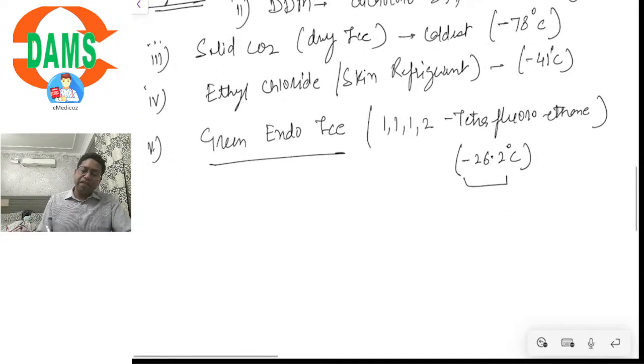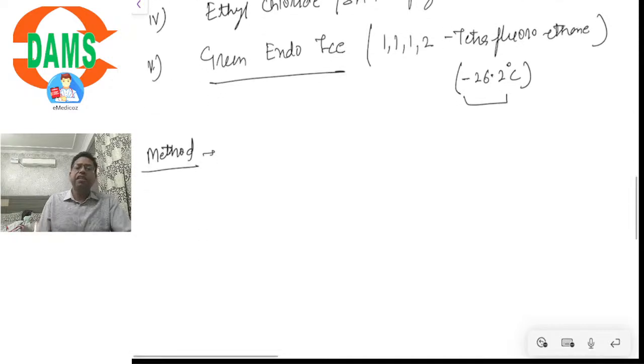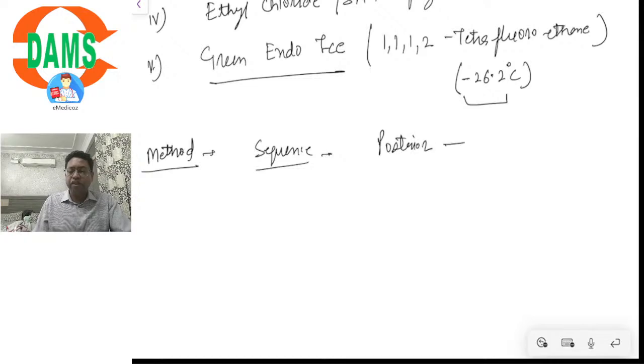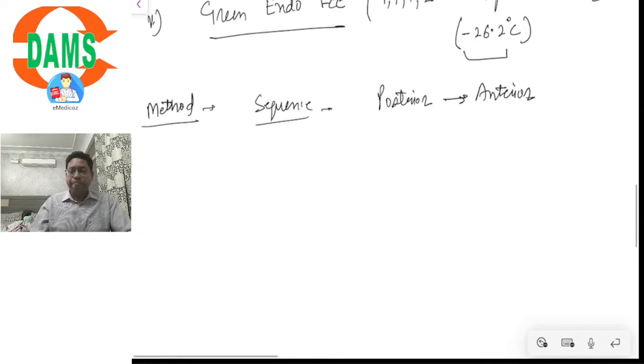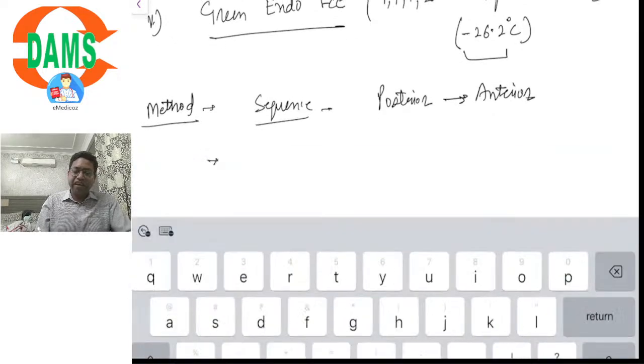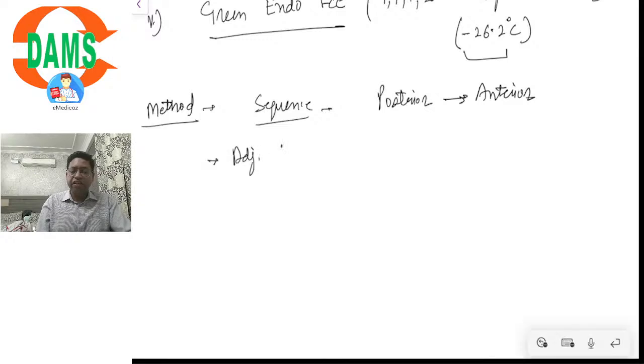Now, what is the method of testing? How do we test the teeth with cold testing? If we talk about sequence in a particular arch, the direction of testing is from the posterior most tooth in a quadrant to the anterior tooth. From the posterior most to the anterior, we basically follow the direction of the course of nerves. We have already seen that adjacent and contralateral teeth are tested first.